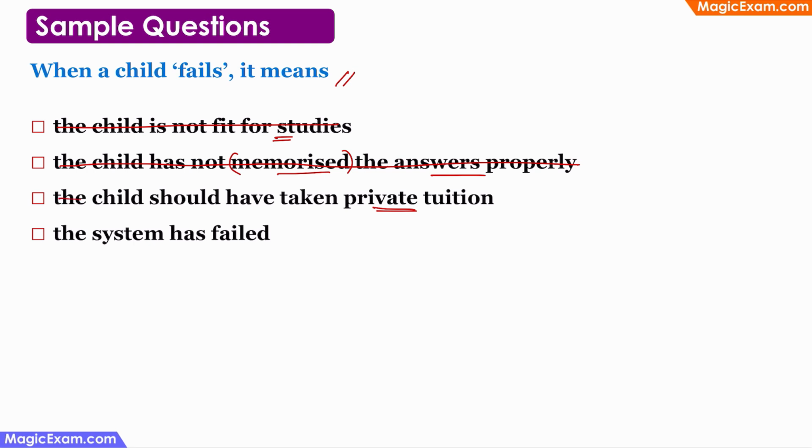So this is an incorrect option. Therefore, we are left with one option, which is the last one. The system has failed. We looked at all the different reasons as to why children fail in school, and all of those reasons can be addressed. They can be fixed. So, if a child has failed, it means that the child has failed because of one of those reasons for failures, and the system has not worked properly in fixing or addressing that issue. Therefore, it is the system that has failed, not the child. So, this is the correct answer.